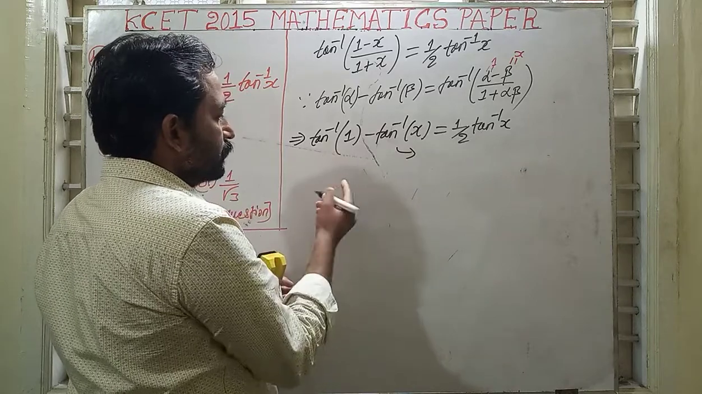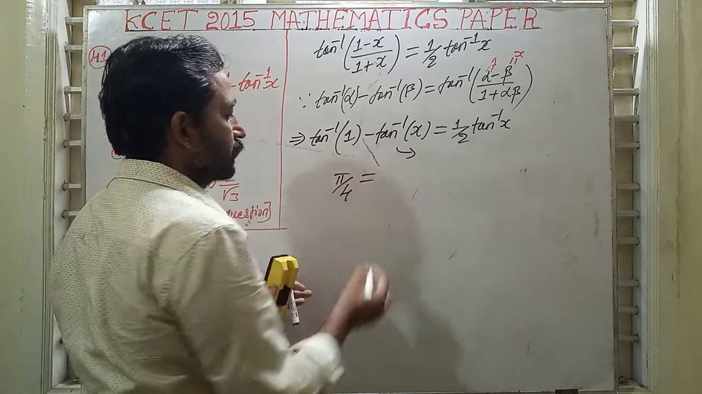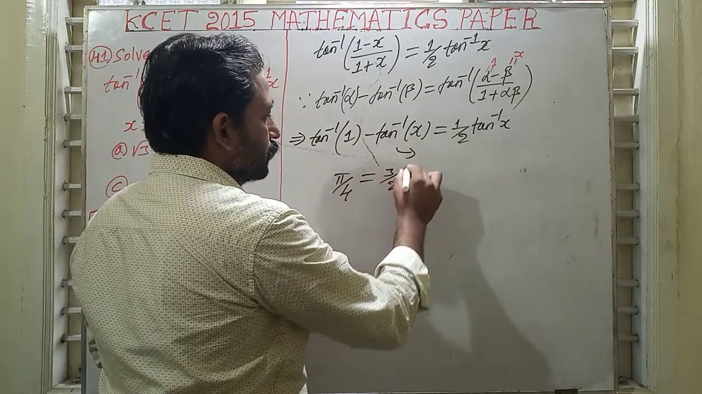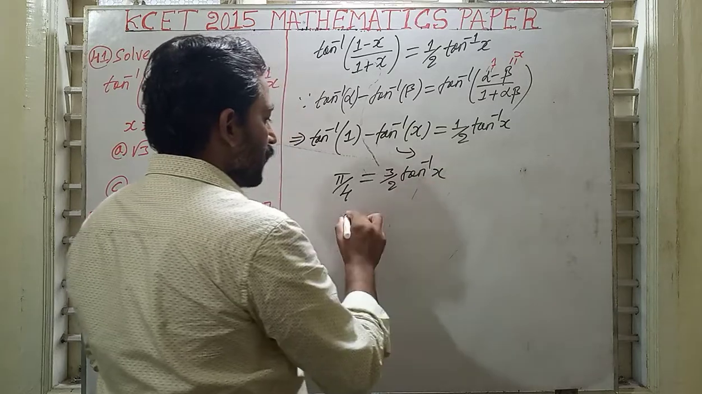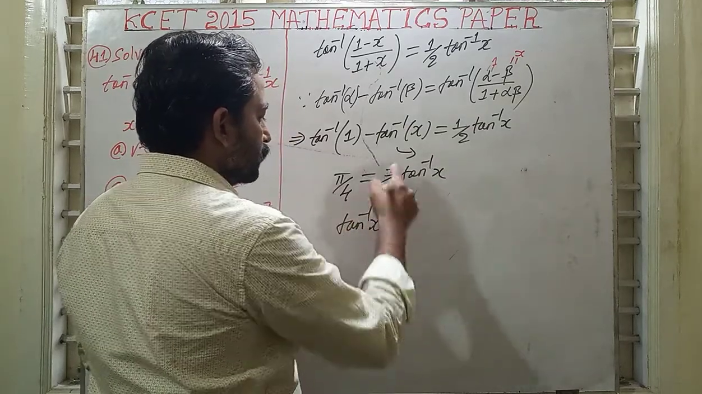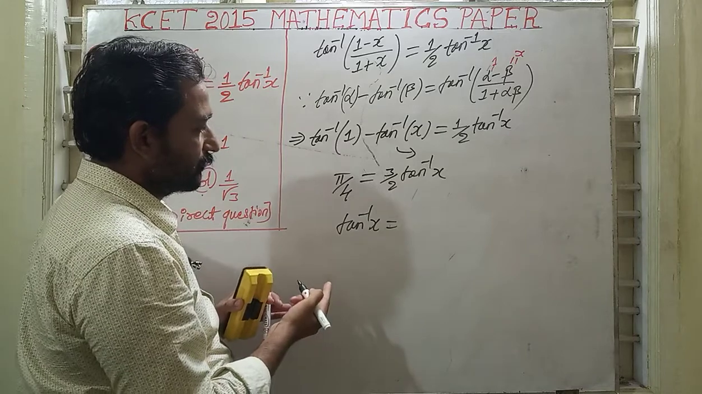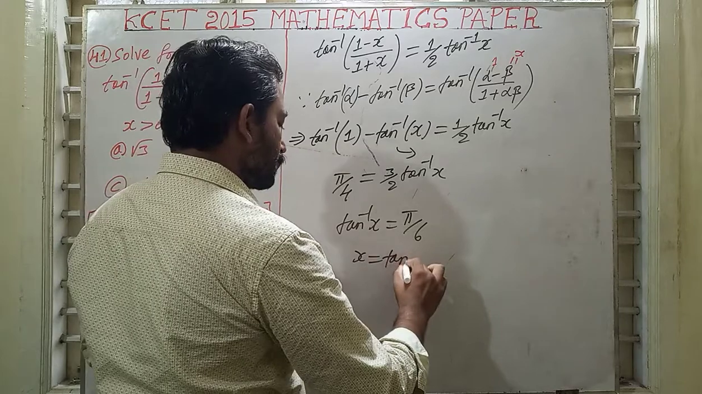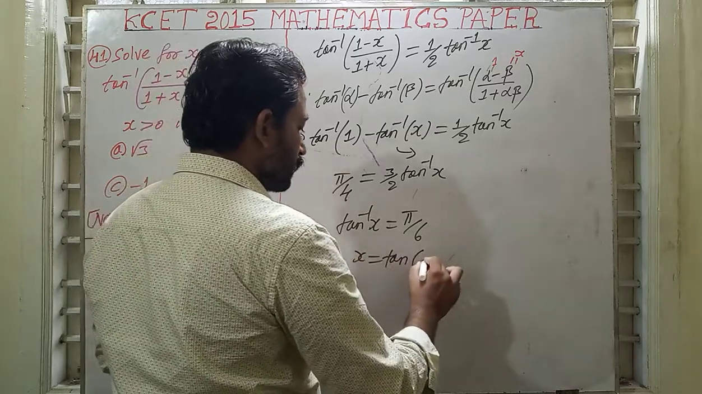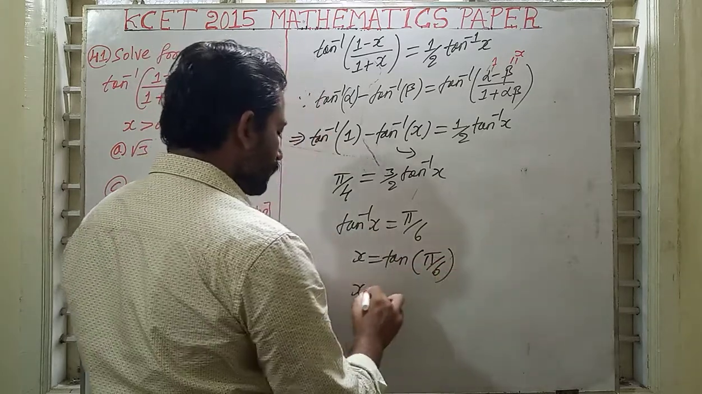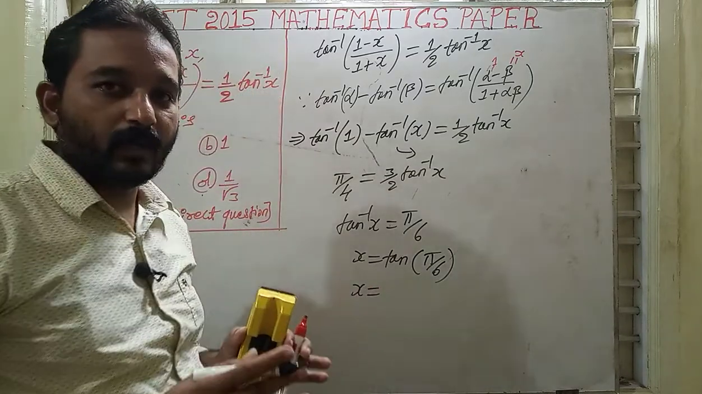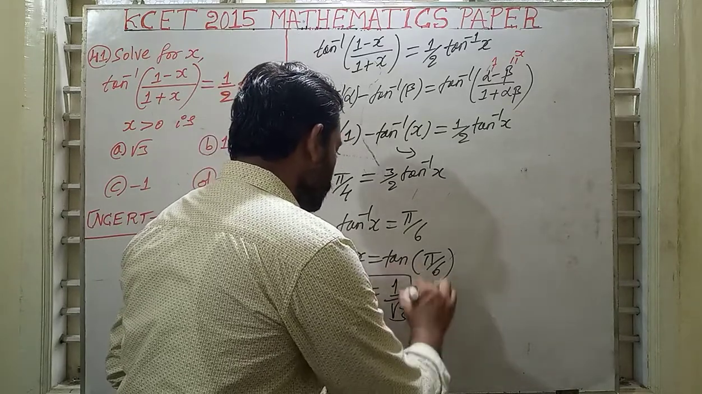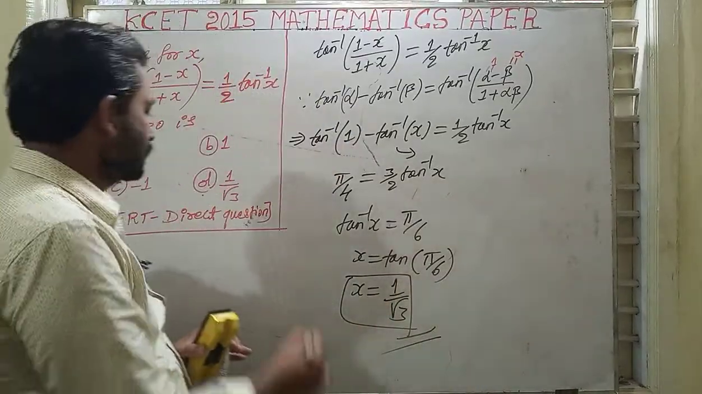Now tan inverse 1 becomes pi by 4. So the value of tan inverse 1 is pi by 4, equal to 3 by 2 tan inverse x. Now tan inverse x is 3 4s are 12, 2 by 12, nothing but pi by 6. Now x is equal to tan of pi by 6. We already know the value of tan pi by 6, it is 1 divided by root 3. So 1 divided by root 3 is the answer. So option D is correct.